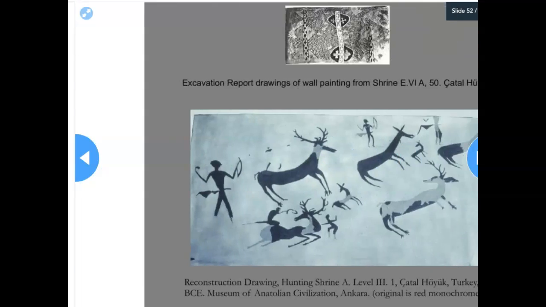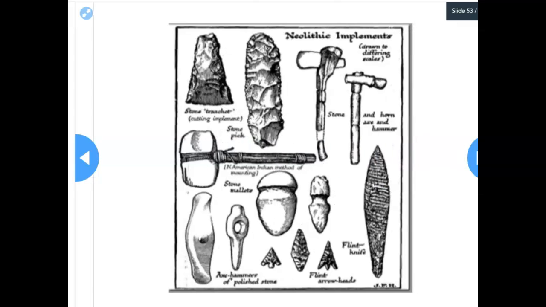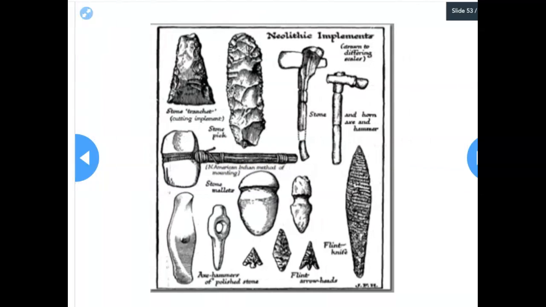Also, and this is important, I just want to show you this image of tools. In the Neolithic era, tools become much more developed. And clearly, if you have better tools, you can do more things. That's really important.